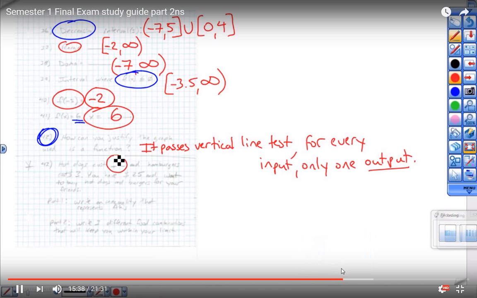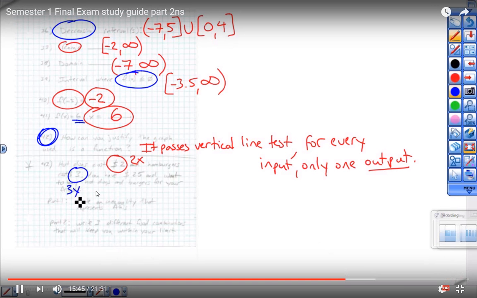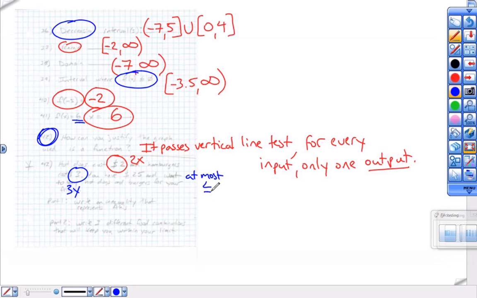Alright, the last problem for this one, I'm going to have you change this to a word problem. So this is where it changes to an inequality. For hot dogs, I'm going to have you use the variable x. Hamburgers, I'm going to have you use the variable y. So $2 per hot dog will be written as 2x. $3 per hamburger will be written as 3y. You have at most $25 to spend, so you will use the inequality less than or equal to.